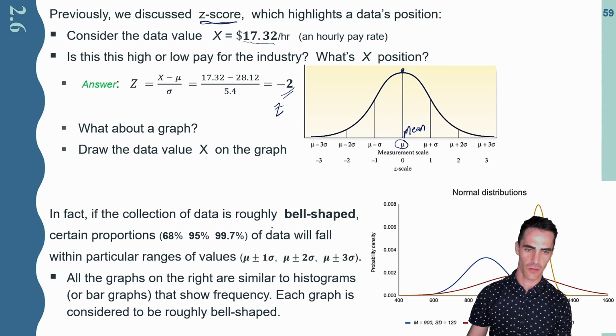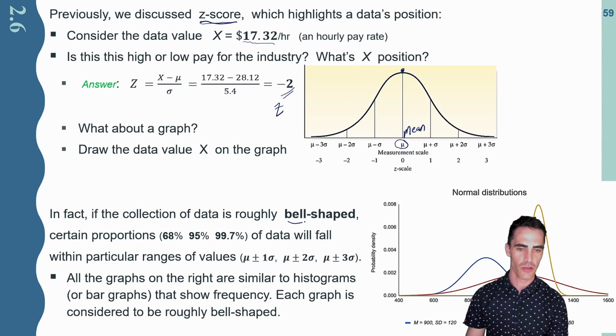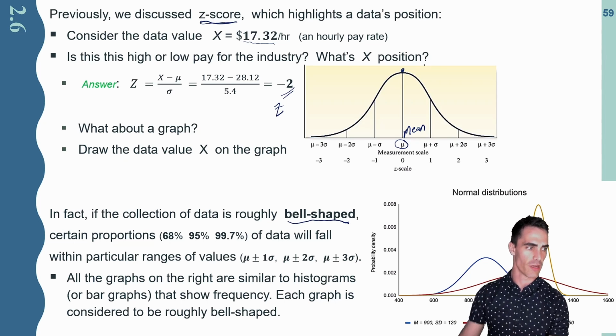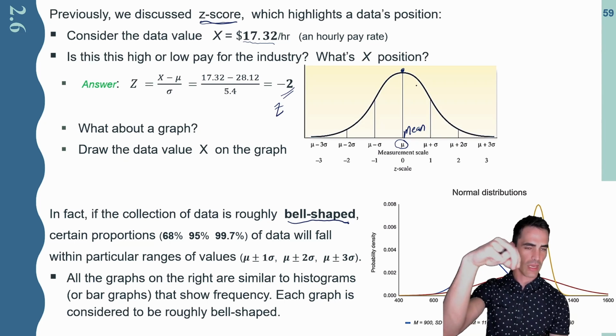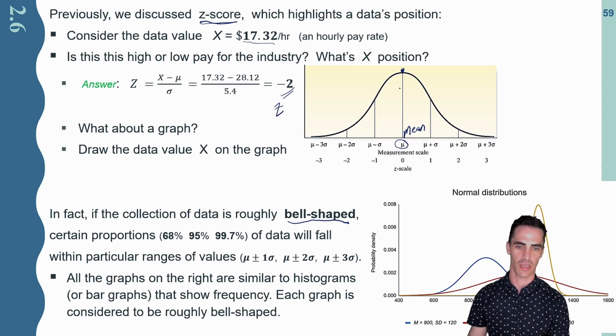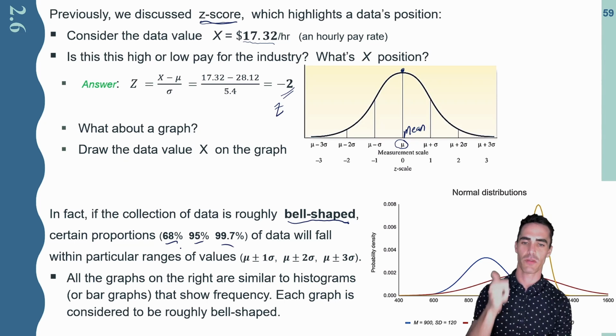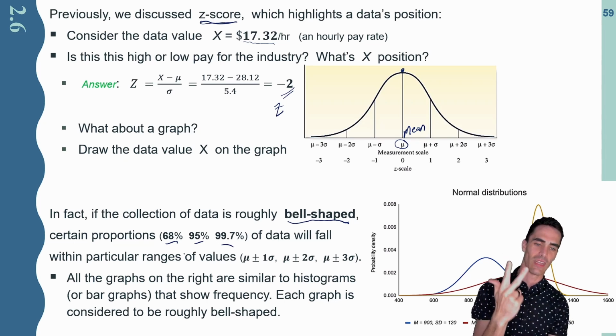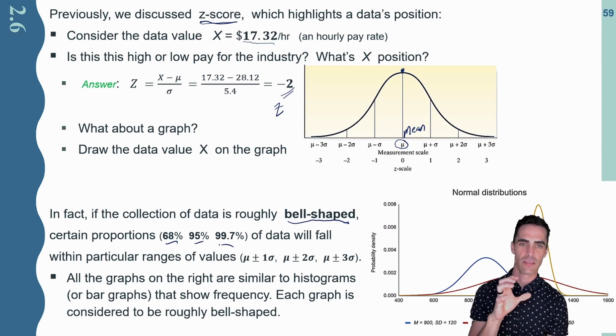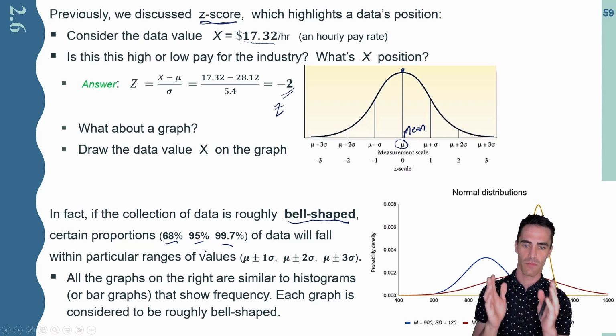But here's the application. If you have roughly bell-shaped data, again, that's what this is, you can imagine holding the tippy top of it and ring, ring, ring. Yes, okay, it kind of looks like a bell-shaped distribution. Then we're going to have certain proportions. These are very fancy numbers. They show up a bunch. 68%, 95%, 99.7%.